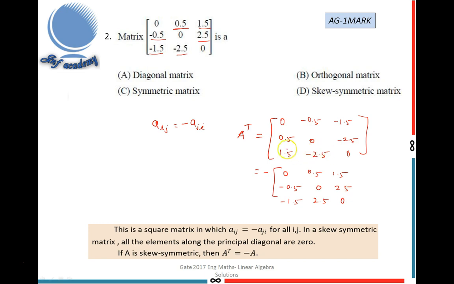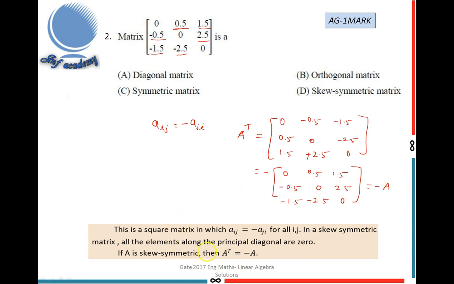So the last one is wrong. This is plus, because the third column becomes the third row: 1.5, 2.5, 0. So here this is minus 2.5. This value is the A matrix, minus A. Here I find the A transpose. Finally I got this is minus A.